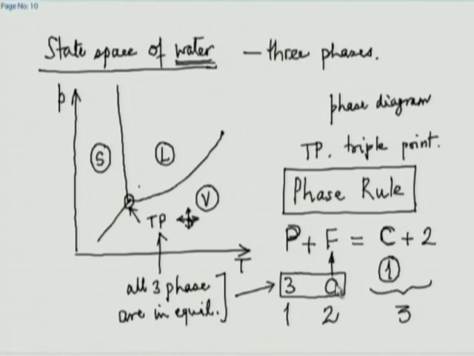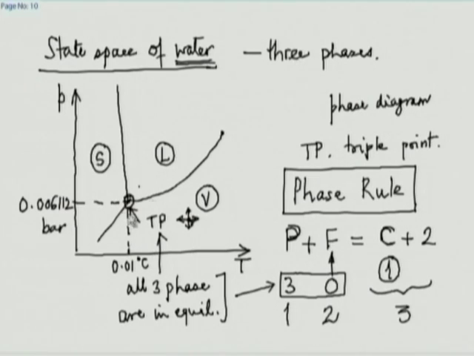And what does number of degrees of freedom 0 mean? I have no choice of varying the pressure, I have no choice of varying the temperature. So for a given component, the triple point will be defined by a unique value of pressure and a unique value of temperature. And experiments with water show that this temperature is 0.01 degrees C. The pressure is 0.006112 bar. That is about the triple point.